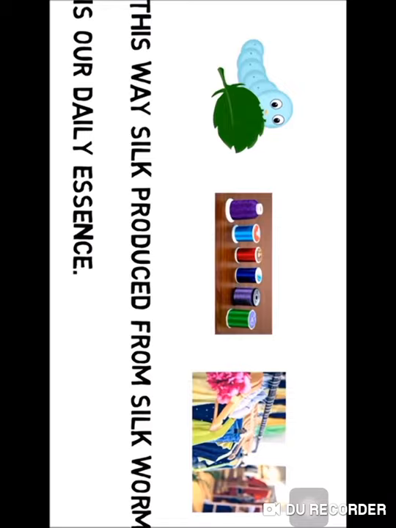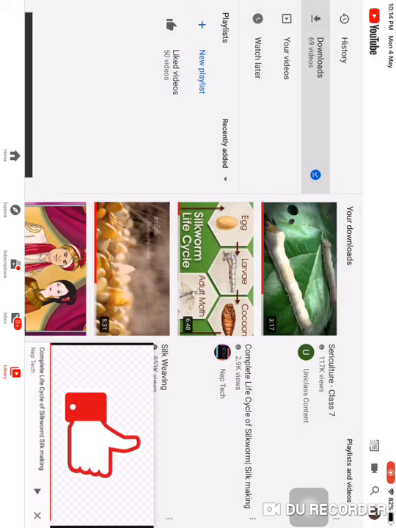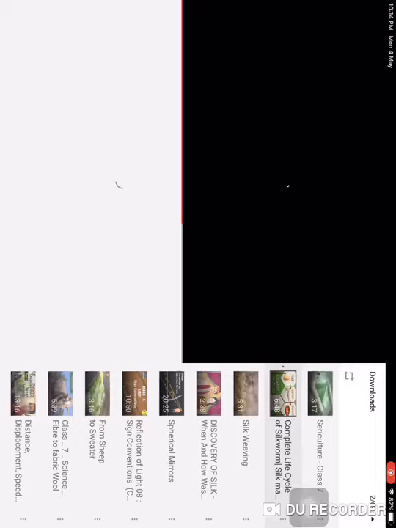So this was the video on how the life cycle takes place. And there's one more film I've kept, which is also very good. This is how the silk is woven, you can see.